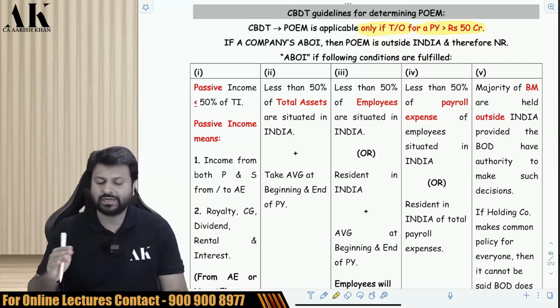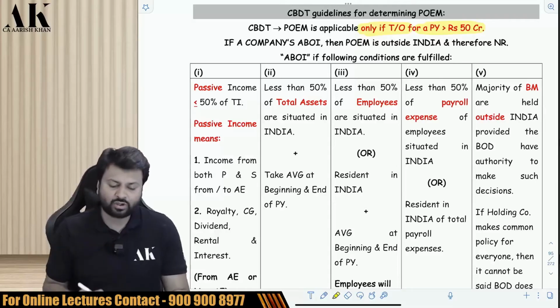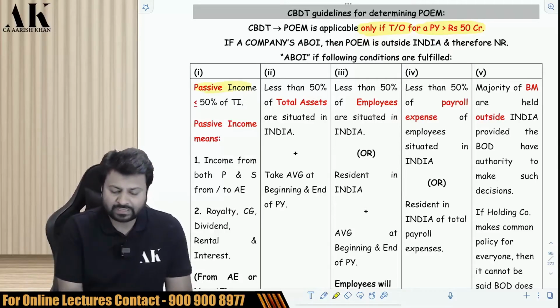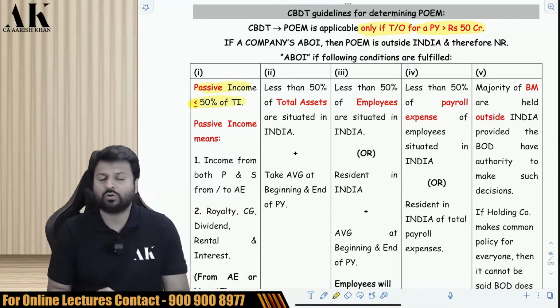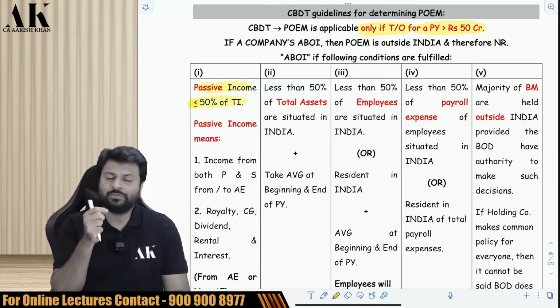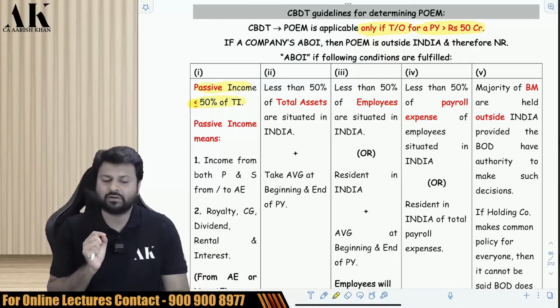Okay. So first, let's talk about ABOI, that is, if the active business is outside India. Let's talk about the first condition. The passive income should be less than or equal to 50% of the total income. So your passive income should be 50% or less than 50% of your total income.